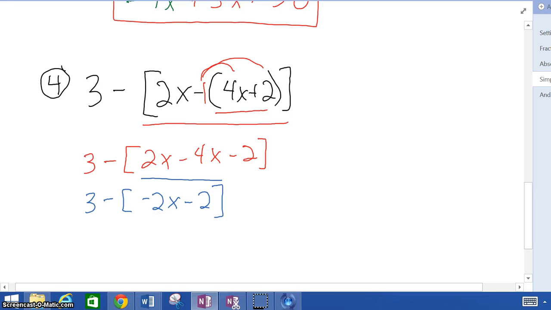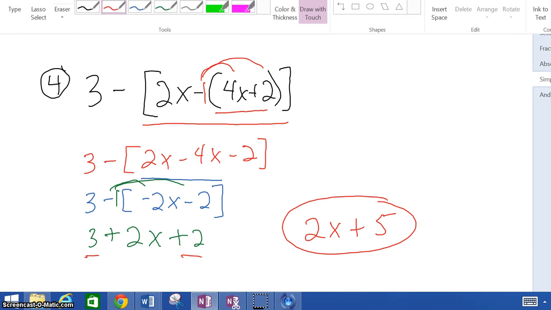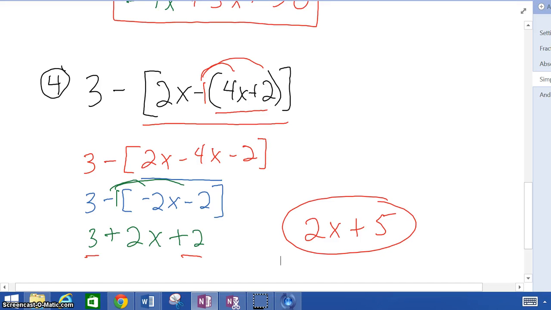There are no exponents. Next up is multiplication and division. This negative 1 and visible negative 1 is being distributed. So I've got 3 plus a 2x. And a negative 1 times a negative 2 gives me a plus 2. Add or subtract is next. My only like terms are the numbers, the 3 and the 2. So I'm going to write 2x plus 5. Order doesn't matter because we know addition is commutative, so you can write 5 plus 2x. That's just fine.